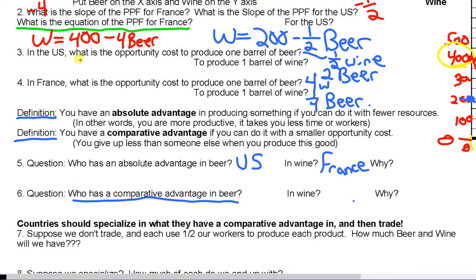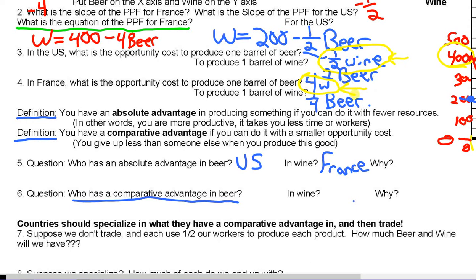In the U.S., what's the opportunity cost to make a barrel of beer? 1/2 of a barrel of wine. In France, what's the opportunity cost to produce 1 barrel of beer? 4 wine. What this means is every time a worker in the U.S. chooses to make beer, we're only losing 1/2 of a barrel of wine. But if somebody in France decides to make a barrel of beer, the world is losing out on 4 barrels of wine.